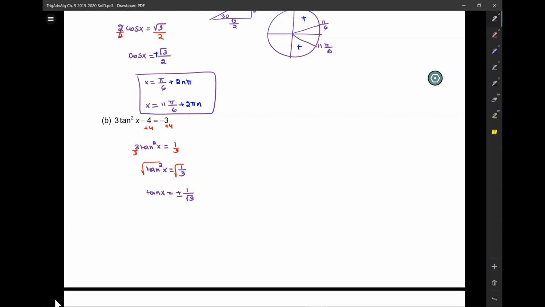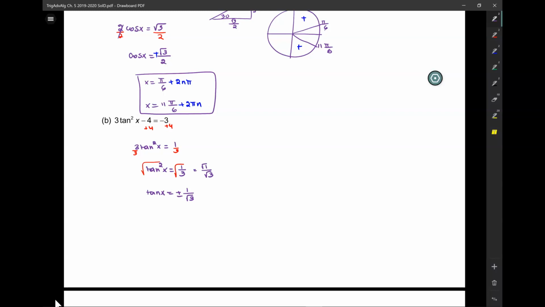Question? Why is it root 3 and not? So it is root 1 over root 3. So when I do that, I get root 1 over root 3. But root 1 is just 1, so it's 1 over root 3. Okay? Now I need to figure out where tangent is 1 over root 3, right?